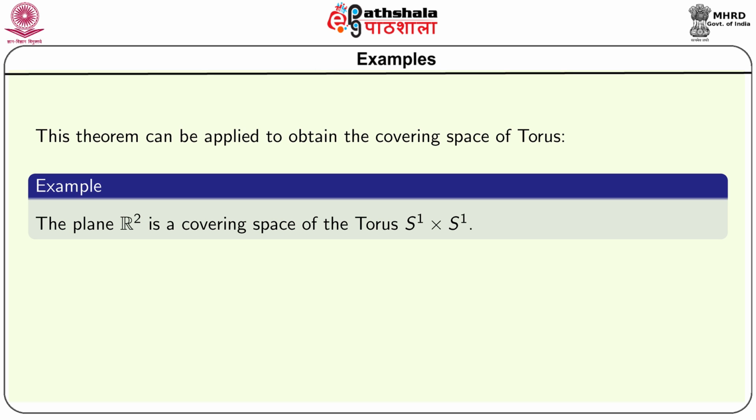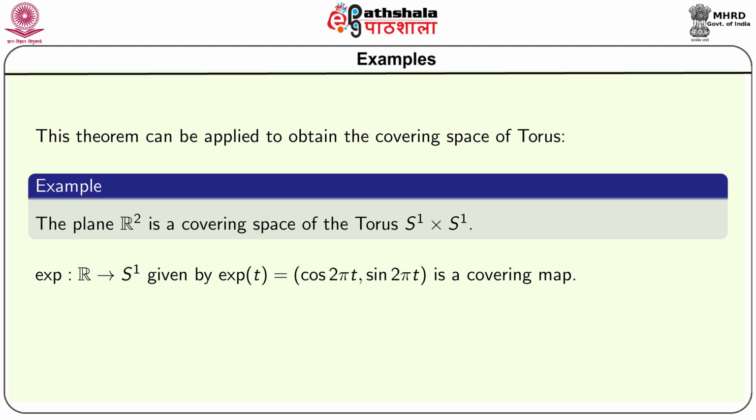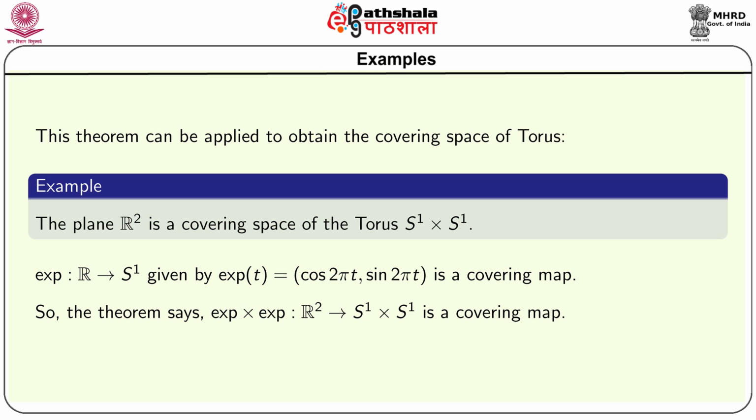This theorem can be applied to obtain the covering space of the torus. We know that a torus is nothing but the Cartesian product of the unit circle S1 with itself, and we have already seen that the exponential map from R to S1 is a covering map. So this theorem says that exponential cross exponential, a map from R2 to S1 cross S1, is again a covering map. That means R2 becomes a covering space of the torus S1 cross S1.